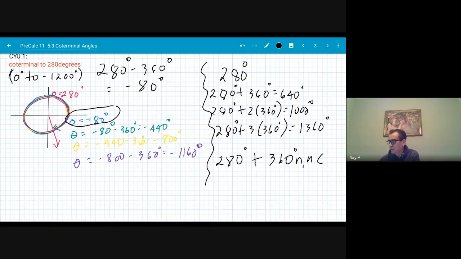Now some of you might be wondering what this means: n is an element of the set of integers. What does it mean? As you use a value for n to create multiples of 360, n has to be an integer, meaning it can be -1, it can be -3, it cannot be 1.5, it cannot be the square root of 7. Why? Because if that is so, it will throw off the coterminal angles. It will not give you the right numbers.